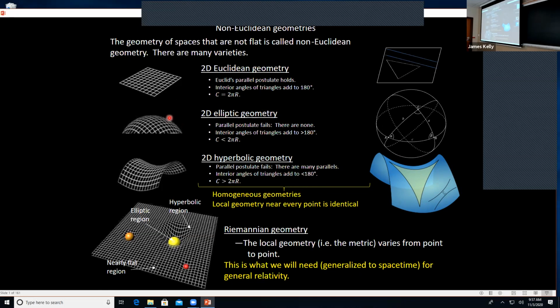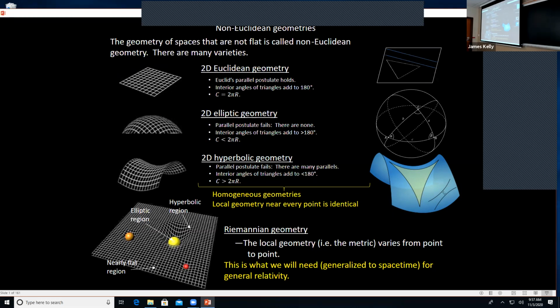That's like the geometry of a sphere, or more generally, the geometry of an ellipsoid. It's the same kinds of things, but it's not as uniform as a sphere. It doesn't look exactly the same everywhere if it's ellipsoidal. But in that case, the circumference of a circle would be less than 2 pi r. The interior angles add up to something greater than 180 degrees. And the parallel postulate fails because there are no parallels through a line.